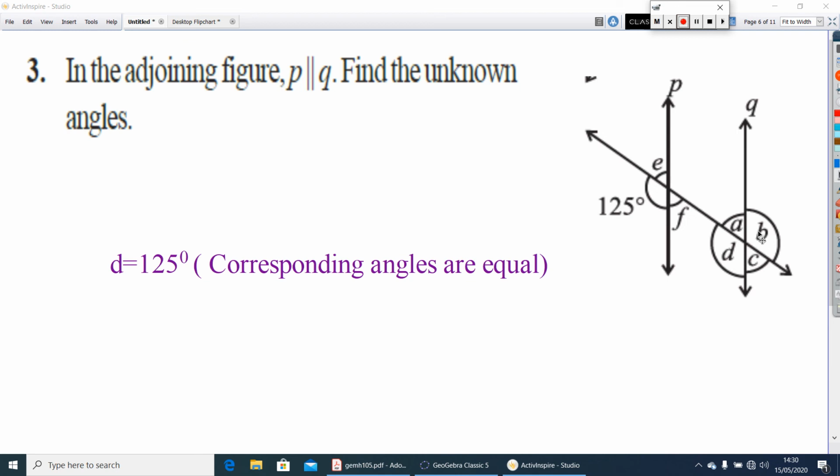Now if you know D, you can find out F. Angles on the same side of the transversal are supplementary. And if it is 125, E you can find out as supplementary angles. Or if you find out F, vertically opposite angles. Any method you can use to find all these angles. So try to find the answer of all, the unknown angles. Question number 4 already done.